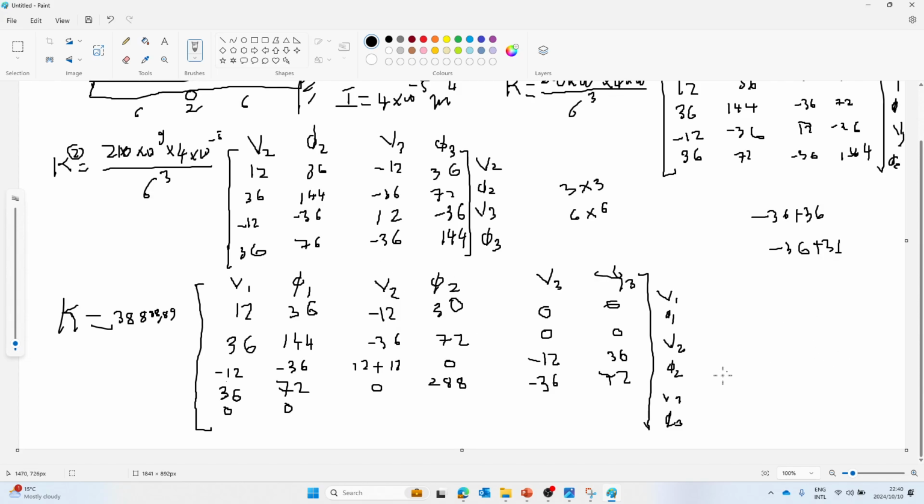Now, what else do you have? Now, V2, we can have a relation. There is a relation here. Now, we check. Do we have V2, V3? V2, V3. What is the value? Minus 12. It is minus 12. Then that's right here. What else do you have? Do you have phi2, V3? Phi2, V3 is minus 36. Do you have V3, V3? Yeah, it is 12.